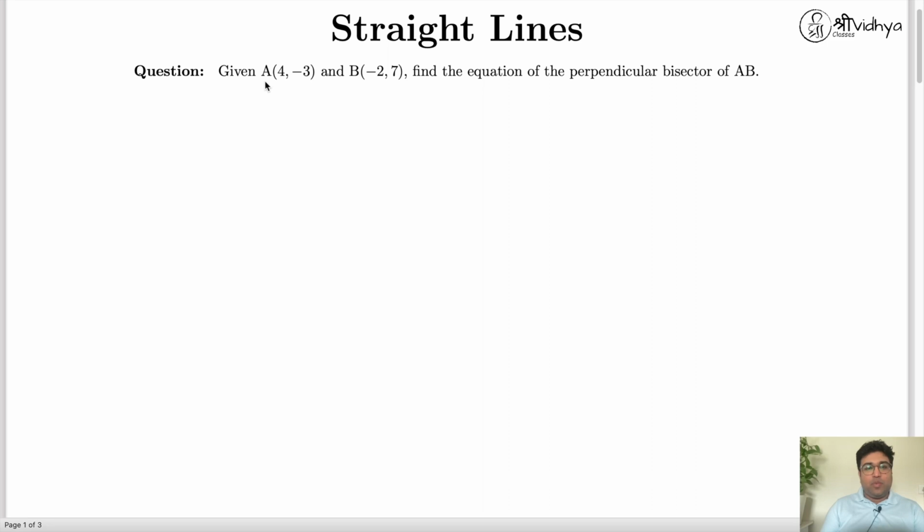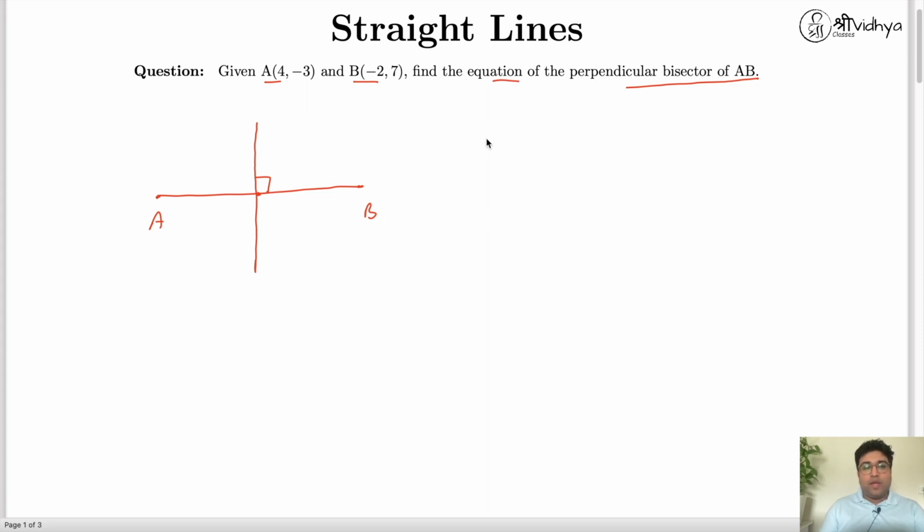so we are given 2 points A and B, and we need to find the equation of the perpendicular bisector. So what are the qualities of a perpendicular bisector? If we join these 2 points A and B and draw this line, the perpendicular bisector is first of all perpendicular to this line AB, and it passes through the midpoint of AB. So these are the two qualities of a perpendicular bisector, right? So let us use both the things to find out the equation of this perpendicular.